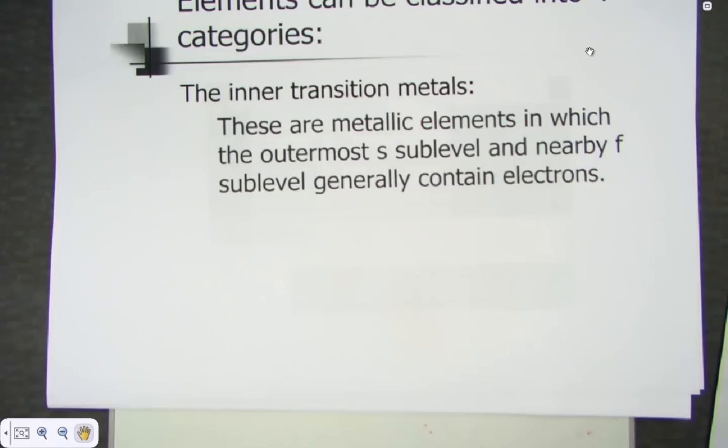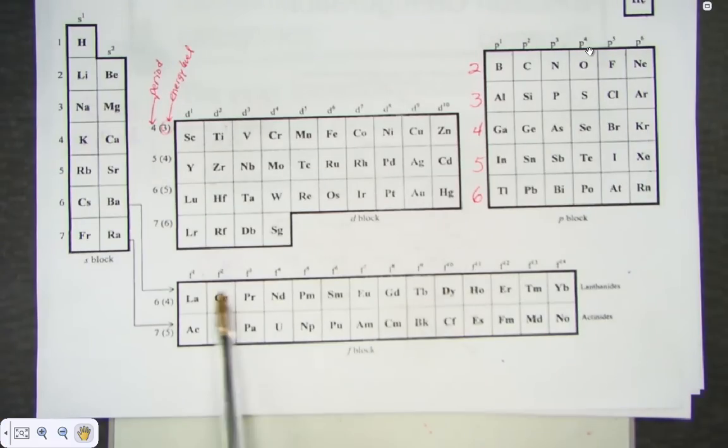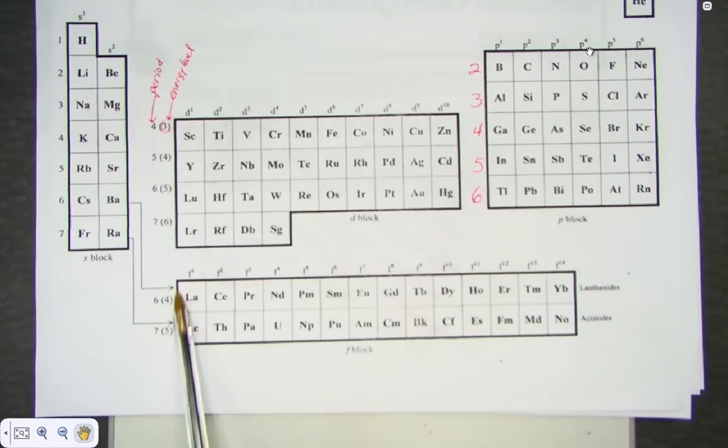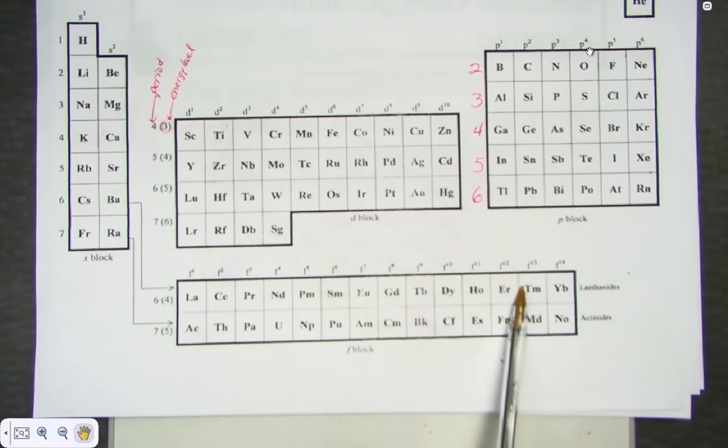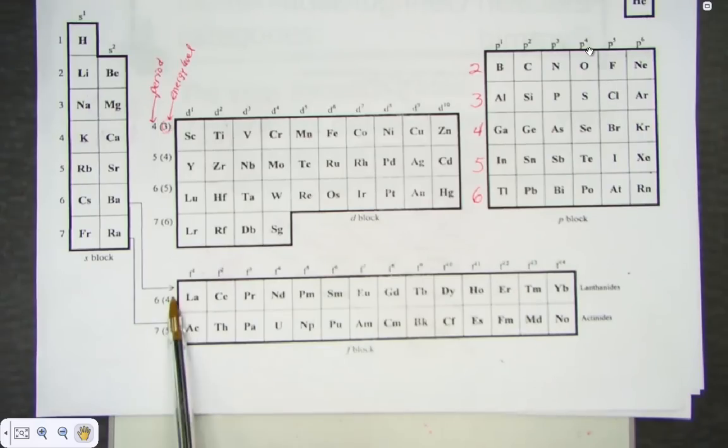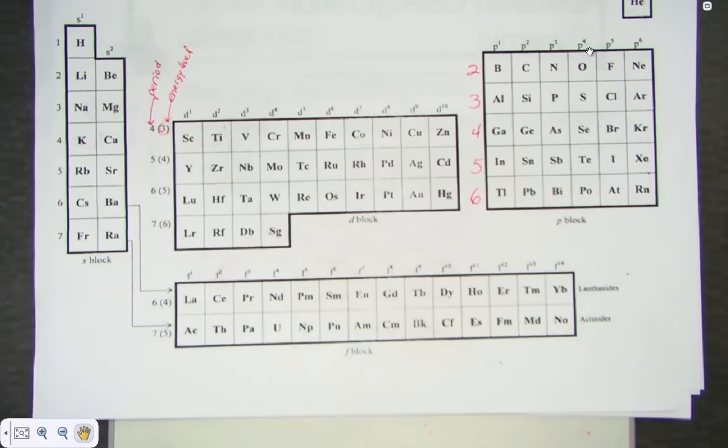The rare earth elements, the inner transition elements, the bottom two rows, I'm trying to say that multiple ways. The inner transition metals, or the bottom two rows, have their S and nearby F sublevels containing electrons. That's this guy down here. The inner transition elements, you'll hit an F block. And down here you're always 2 behind the period when you start filling the F block.